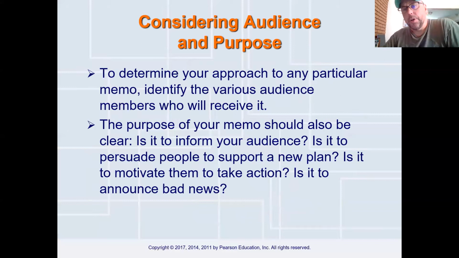Determine your approach to any particular memo. You need to identify various audience members and who's going to receive it. You need to understand who is going to be taking this in. Is it going to be an audience of your peers? And with that comes the ability to use jargon and specific information concerning a job.